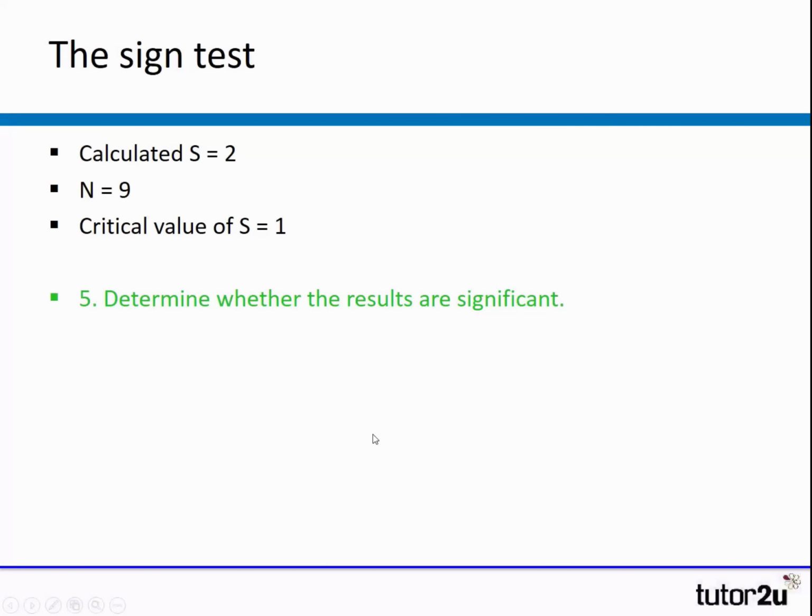So now we've worked out 3 different scores. We've got our calculated value of S, we've got our N value, and we've got our critical value of S. All that leaves us left to do is to decide whether these results are significant or not significant.